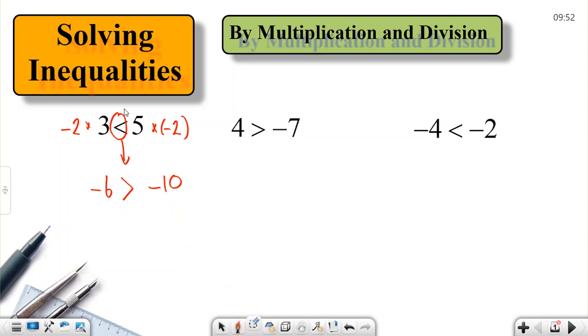Let's multiply by negative 7, or any negative number you can try. Negative 7 times 3, negative 21. 5 times negative 7, negative 35. Again, as you see, negative 21 is greater, so the sign changes. When you multiply by a positive number, the sign didn't change, but here it changed. The values change a bit.